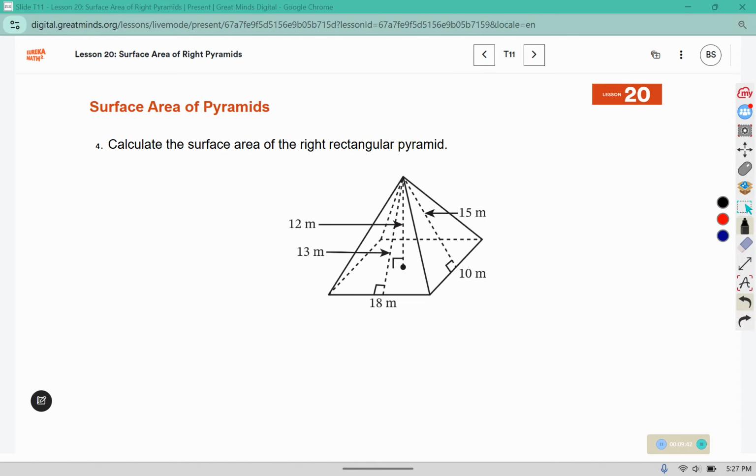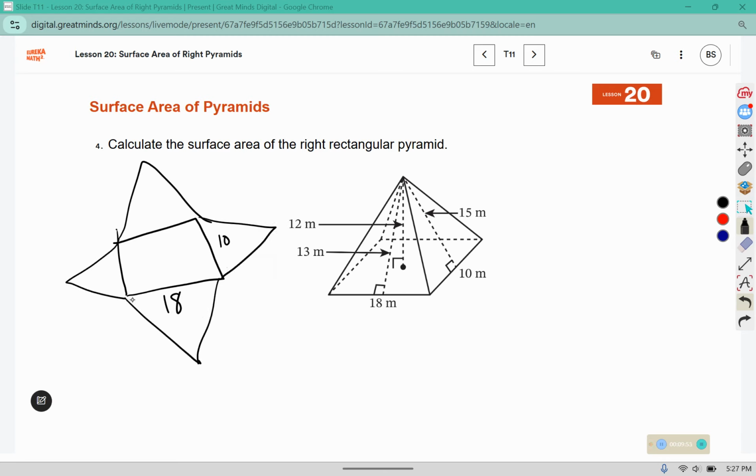Calculate the surface area of the right rectangular pyramid. We have an 18 by 10 rectangle, with triangles coming off of it. The height of the 18 triangle is 13. And the height of the 10-meter triangle is 15.